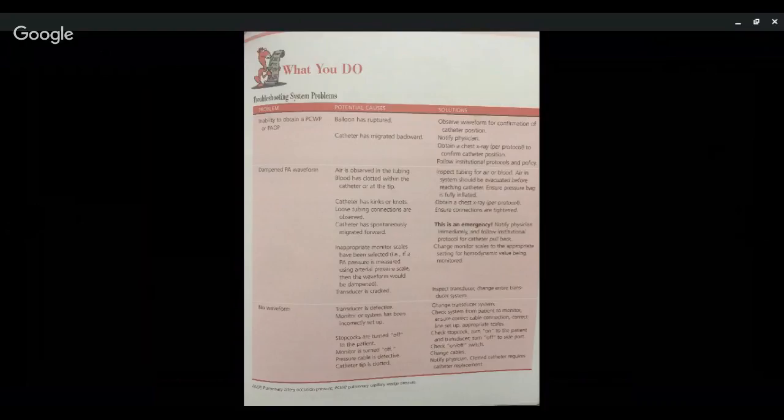Solutions for dampened waveforms: inspect the tubing for air or blood. Air in the system should be evacuated before reaching the catheter. Ensure the pressure bag is fully inflated. Obtain a chest x-ray per hospital protocol. Ensure the connections are tightened. This is an emergency if a dampened waveform shows up, so you should notify the physician immediately and follow hospital protocols for pulling the catheter back.